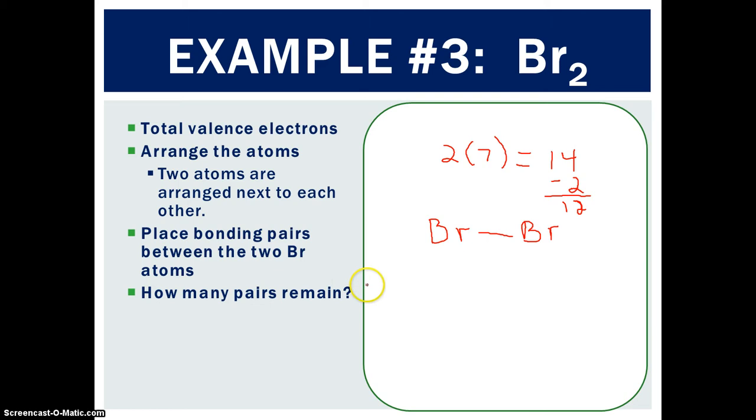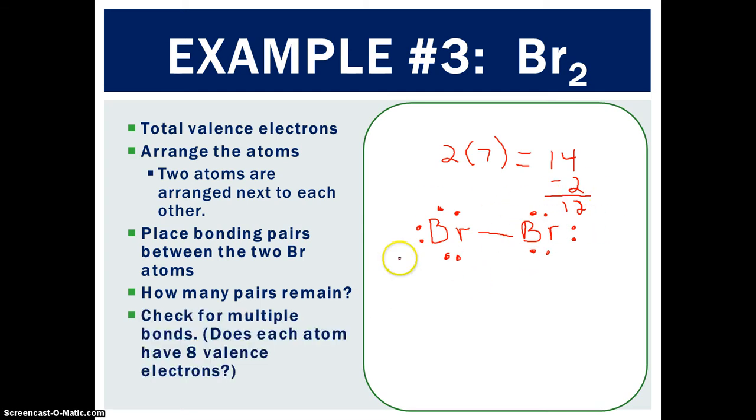How many pairs remain? 12 total electrons. Let's distribute those 12 around. I get 2, 4, 6, 8, 10, 12. Always distributing in pairs. So that's all 12 electrons done.